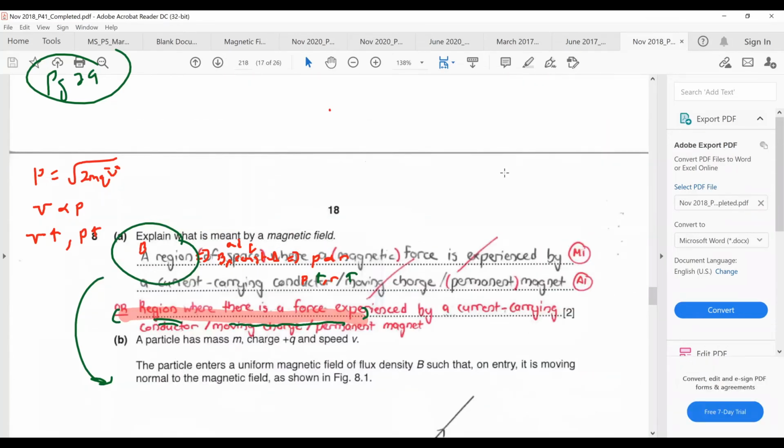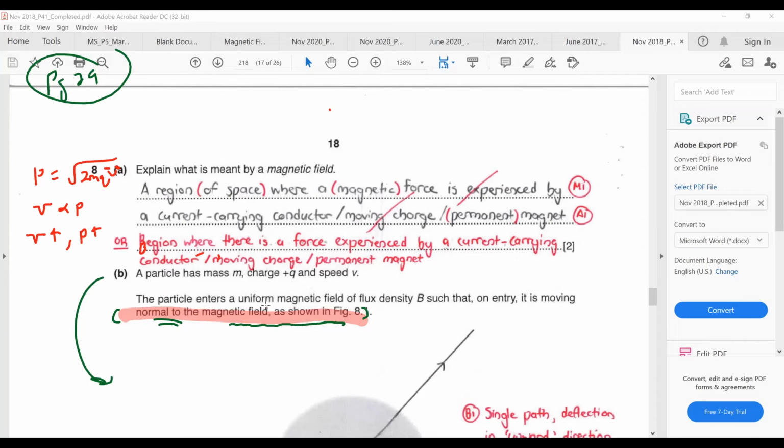Now explain what is meant by magnetic field. We just did a similar question on that, so I don't think I'll go through this again. This is just a region of space where magnetic force is experienced by a magnet, current carrying conductor, or a moving charge. That is just what it was.